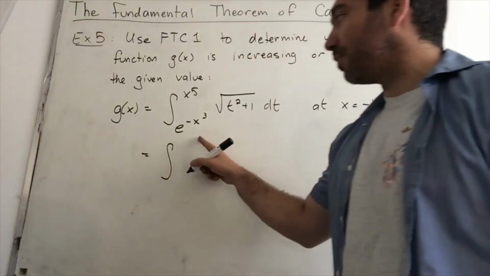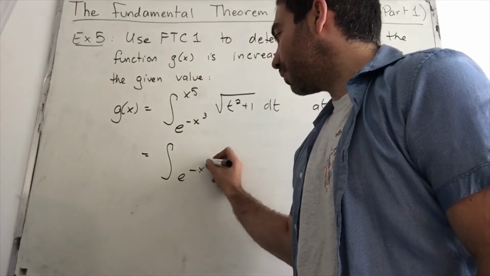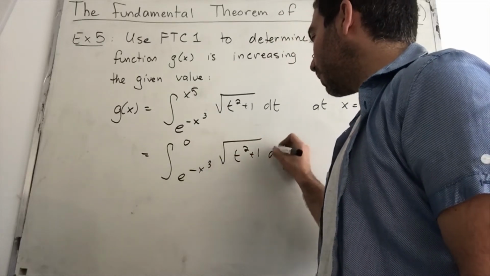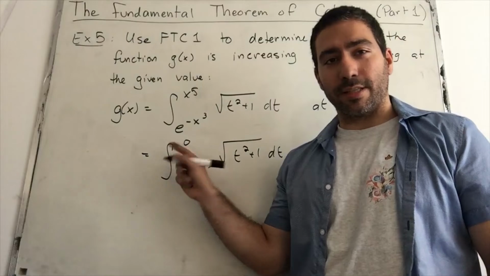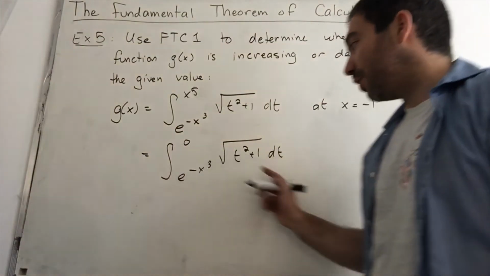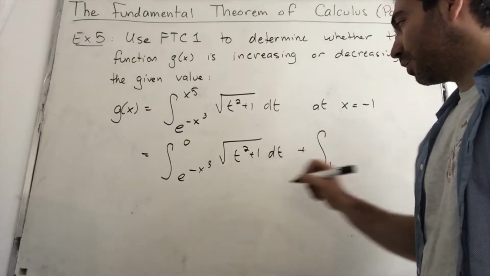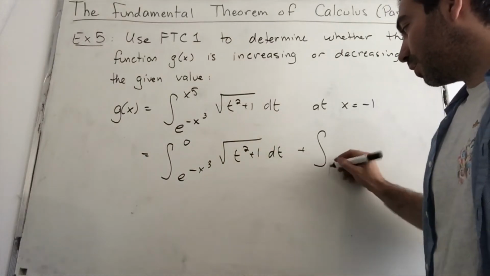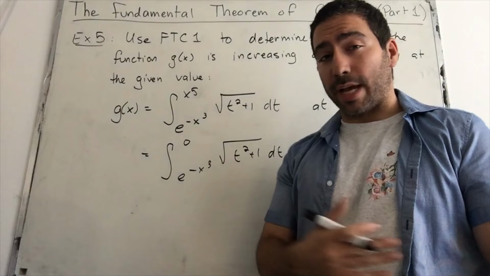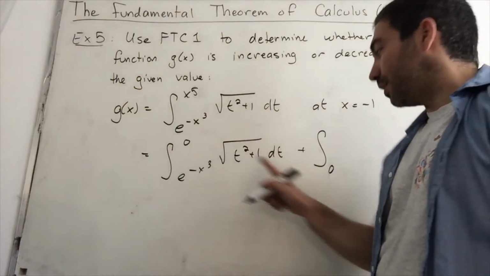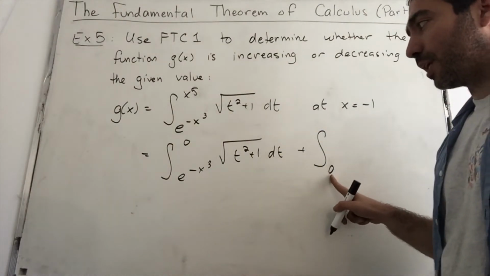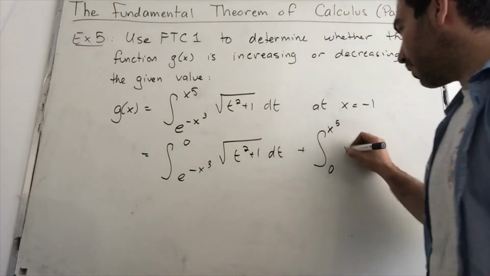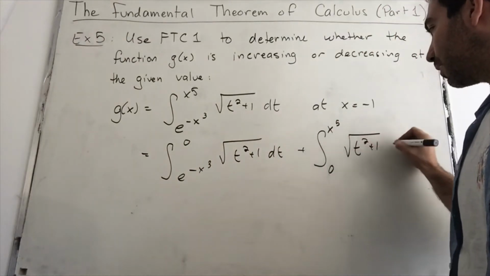So this splits up into the integral from e to the negative x cubed to 0 of the square root of t squared plus 1 dt. If you went to some other value here instead of 0, that's fine, as long as you continue here with the same value. If you go from 0 to 1, that's wrong. You have to ensure that if you're choosing 0, which you could choose any value you want, it's up to you, 0 is the easiest, this one has to be the same. So I'm going from 0 to 0, and now the upper bound is x to the 5 of the square root of t squared plus 1 dt.